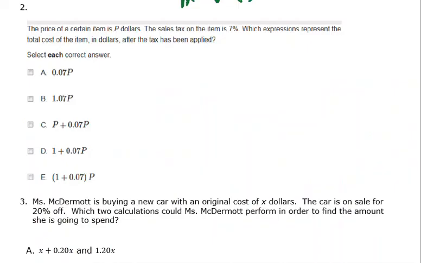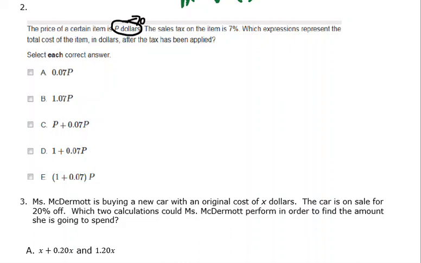Okay, moving right along, take a look at number 2. The price of a certain item is $P. The sales tax for the item is 7%. Which expressions represent the total cost of the item in dollars after the tax has been applied? All right, read it again, mark it up. The price of a certain item is $P.